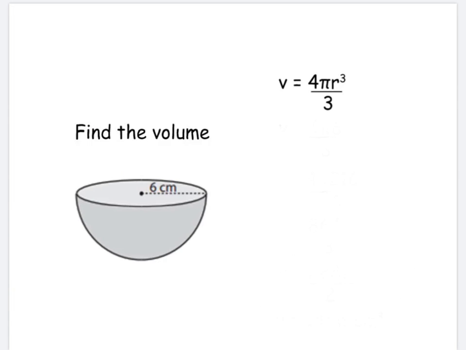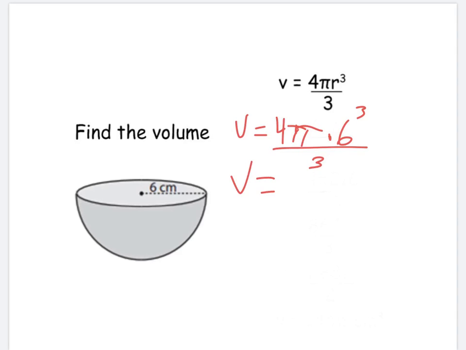Let's take a look at one more thing. If we take a look at the picture on the screen, that's not a sphere anymore. It's half a sphere, and we call half a sphere a hemisphere. So we need to find the volume of it using the same process. So if I have my formula, volume equals 4 pi r cubed divided by 3, I still have to substitute in my values. So 4 pi times the radius, which is 6 cubed, divided by 3.